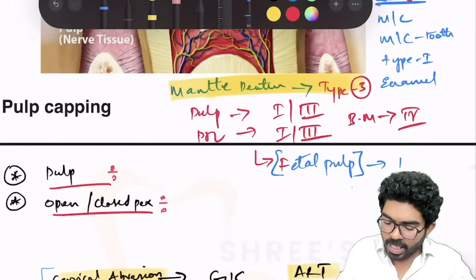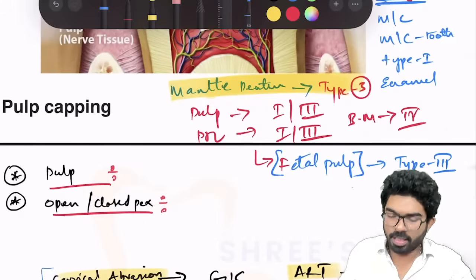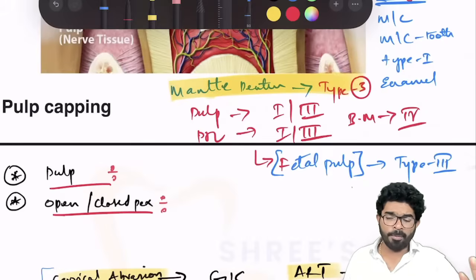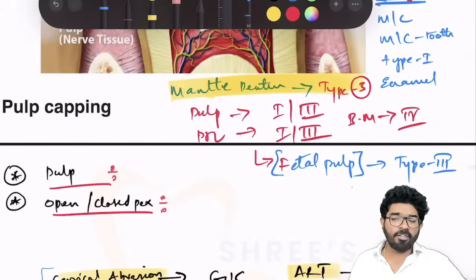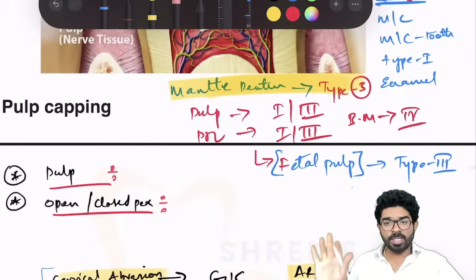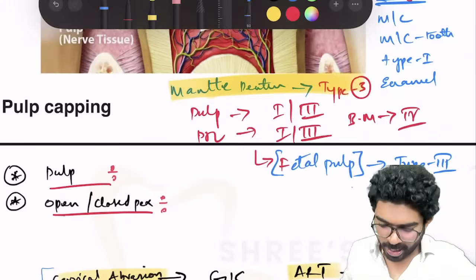So fetal pulp, what is the type of collagen? The answer is type 3. Normal pulp, type 1, type 3. Predominant type 1. Fetal pulp, the answer is type 3. I hope this is done. I don't want to go very deep into that particular concept.